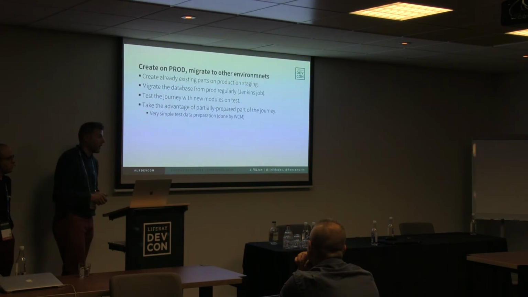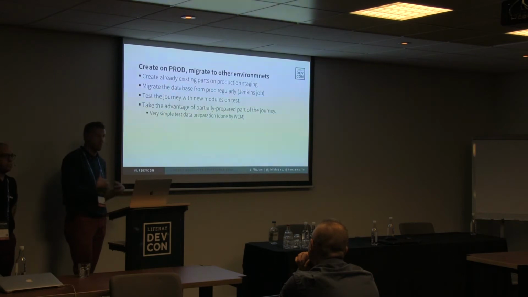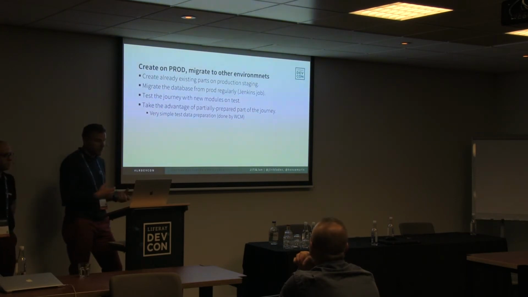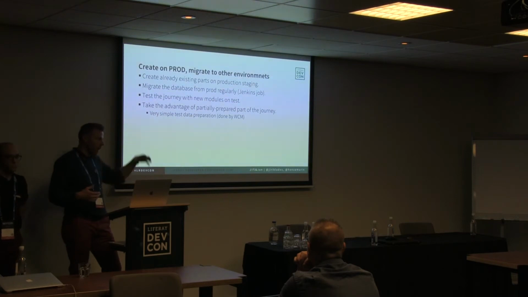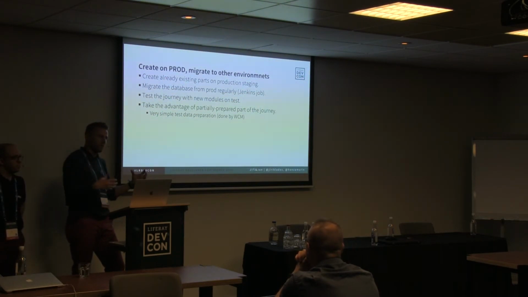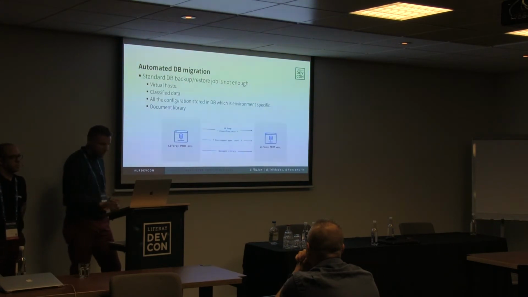We realized that the best way to do it is to create everything that is already done on the production, but create it in a staging and hide it from the users, just show it to the web content team. Then migrate the database from the production regularly, and connect everything together on the test environment. So you add the new modules on the test environment, and you can take advantage of the partially prepared user story. Because the web content team prepares like half of the user story, testers just add a few more new modules, and they can test everything on the test environment.